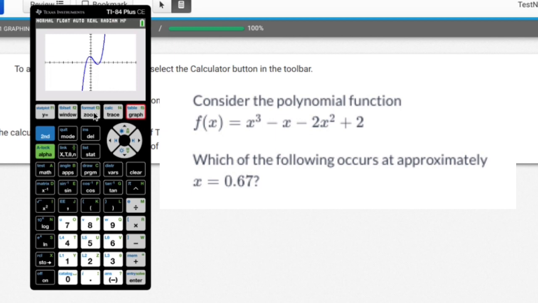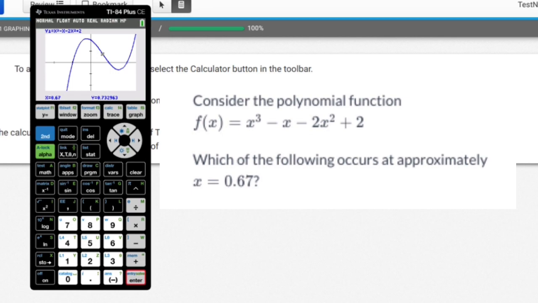So what I can do is zoom in by hitting zoom 2, hitting enter, and I can kind of see what happens at 0.67. If that's not good enough for you, you can hit second calc and calculate the value at 0.67. Now, what we see appears to be a change in concavity, which is what happens when I go to the dentist. At 0.67, it looks like an inflection point.